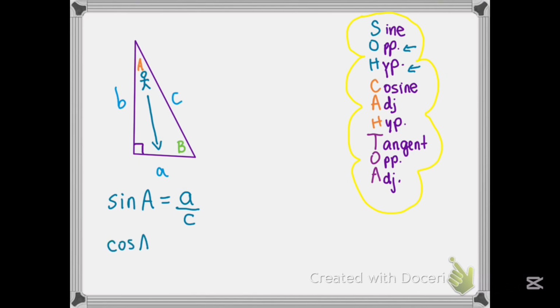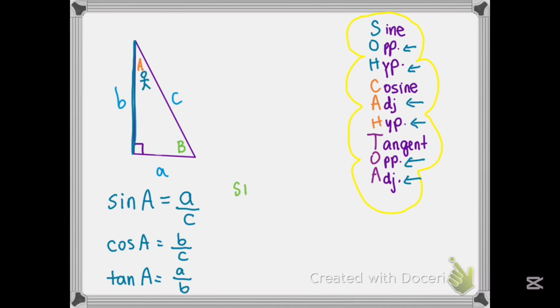Then if we have to find the cos, it is going to be the adjacent over the hypotenuse. So adjacent is the one here touching the angle, so that's going to be B, and the hypotenuse is C. Finally, if I want to find the tan of angle A, it is going to be the opposite, which we already know is A, over the adjacent, which we already know is B. And those would be the answers.